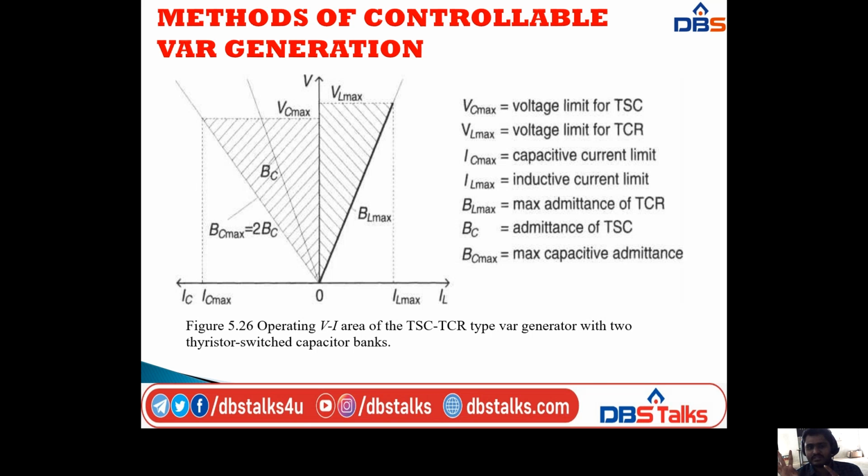Here we have the four curves. One is for the maximum capacitor admittance, that is BC maximum, equal to 2 BC. After that we have the BC, that is the admittance of TSC. Next we have the VC maximum, that is the voltage limit for TSC, and VL maximum, that is the voltage limit for TCR. Finally we have the total voltage, that is V. These are the different operating VA areas of the TSC-FC-TCR VAR generator. Here I am taking the cross lines to complete this, and these lines give the maximum capacitor current limit and maximum inductive current limit.